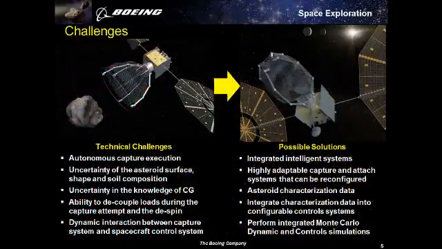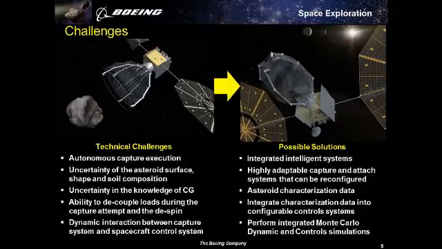So let's discuss for a minute the challenges, and there are quite a few. The asteroid capture mission has tasks that are challenging, but we believe that these can be solved by leveraging space station experience and available technologies. The autonomous capture execution challenge can be met by designing integrated intelligent systems. Because of the uncertainty of the asteroid surface, shape, and soil composition, capture systems must be highly adaptable and able to be reconfigured to conform to the surface.